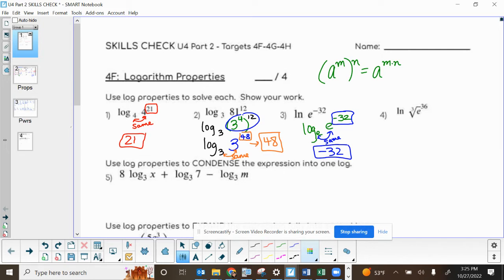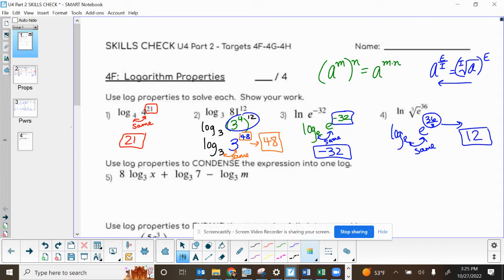And finally, for this one, I can remember this property that the denominator of a rational exponent tells me what kind of root I'm taking, or my index. And so I can change it from here to that. So I can say this is really log base e of e to the 36 over 3. And since these are the same, my answer is just 12, because 36 divided by 3 is 12.